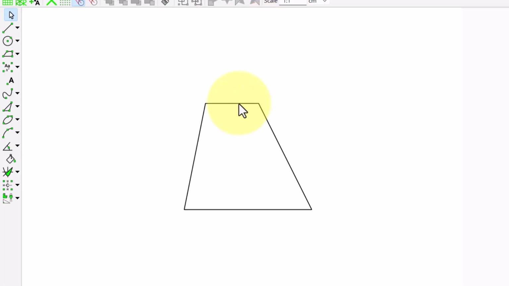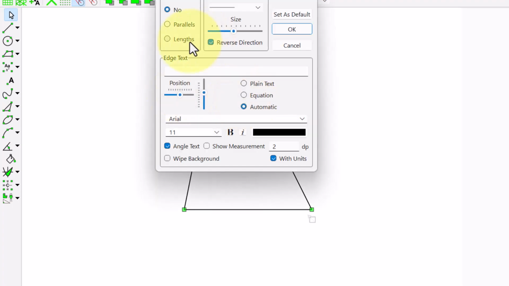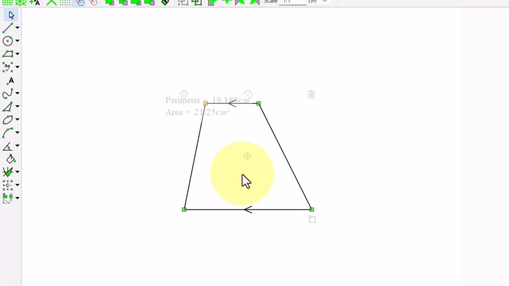So this is a trapezium. If I input some properties, let's see something. If I click on parallel, you will see the two parallel sides. So these two sides are not parallel, it's only the top and the bottom. So these are the bases. The small base, we usually call it A, while the big base, we call it B.